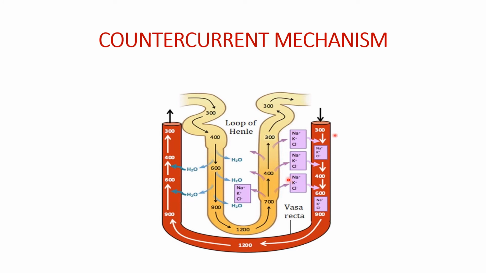This reabsorption of the solute creates increased osmolarity in the medullary interstitium, which drives the water out of the descending loop of Henle. So the increase in the water permeability through the descending limb is mainly because of the medullary hyperosmolarity, which is created by the solute reabsorption in the ascending loop of Henle.